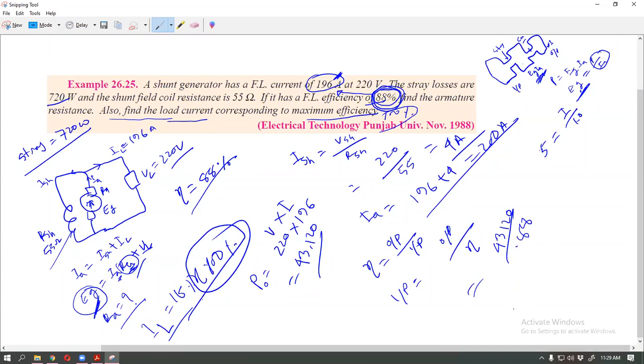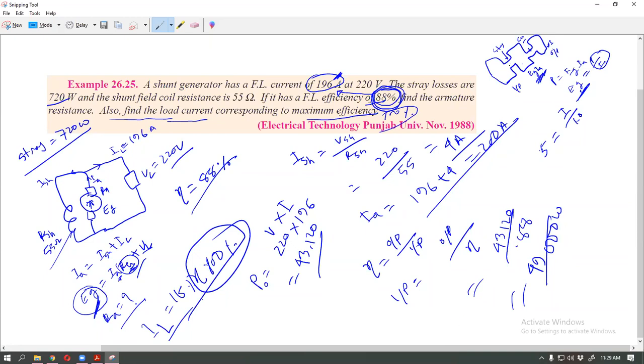So how is the result? The output divided by 0.88 gives 49,000. So this is your input.